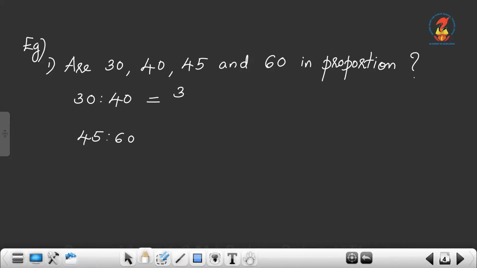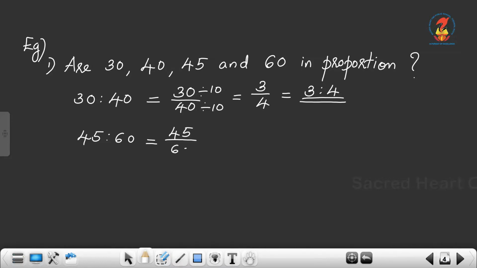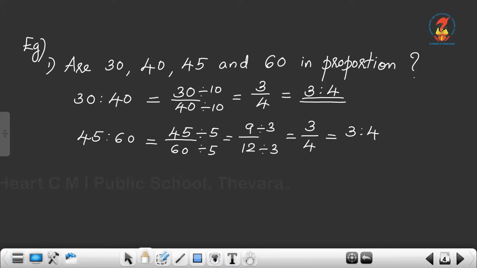30 is to 40 we can write as 30 by 40. Now we reduce to the lowest form, dividing by 10, so we get 3 by 4. 3 by 4 we can write as 3 is to 4. So 30 is to 40 is 3 is to 4. Then 45 is to 60 is 45 by 60. We can divide both numerator and denominator by 5, so 9 by 12. Again we can reduce, dividing by 3, which is equal to 3 by 4. So 3 is to 4.